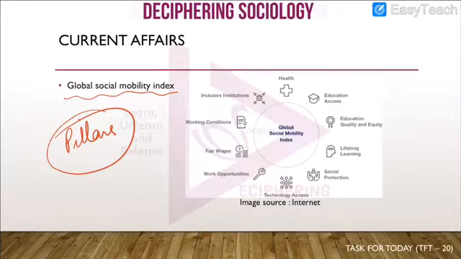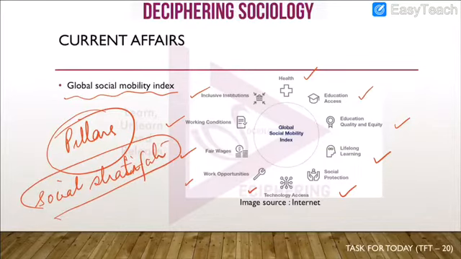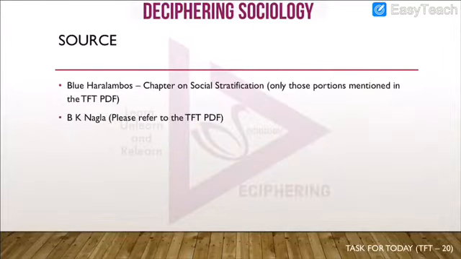For example, if we want to promote social mobility, we should work on health, educational access, quality and equity, lifelong learning, social protection, access to technology, work, fair wages, hygienic working conditions, and inclusive institutions. Each point is important to sociology. So in social stratification, if we want to improve the movement from one strata to another, each of us, each nation, each society, each community needs to work on these parameters, on these pillars.